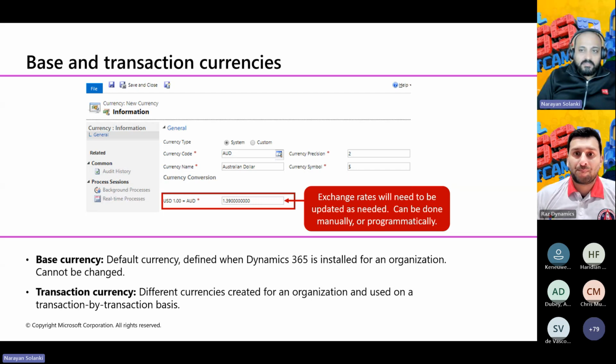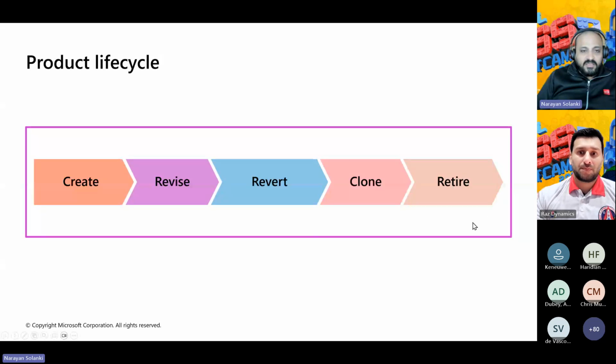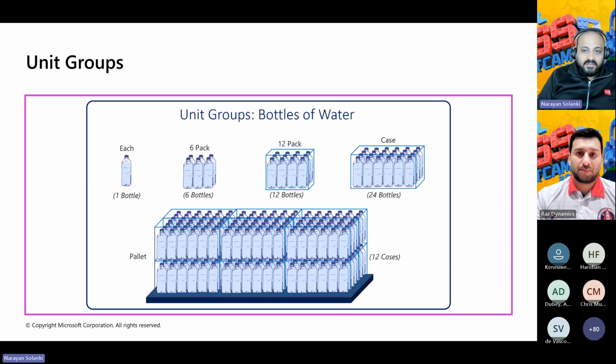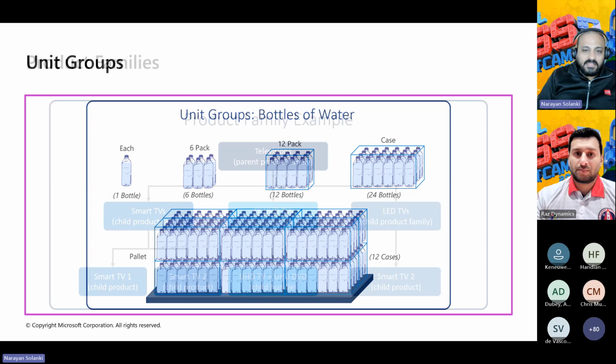Okay, so the product life cycle is typically revert, clone, retire, because you want to retire the products, or maybe put them into review again so you can revise them. You then have unit groups. One example is pallet-wise, or each bottle cost might be different. A pack of bottles has a different discount rate or different pricing. So that's something you can see.